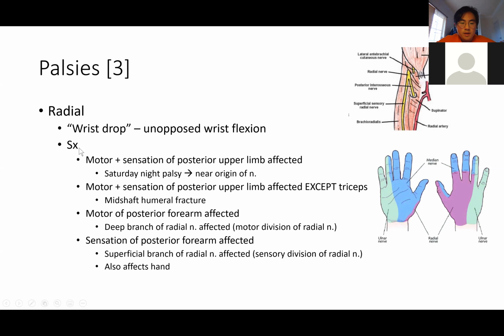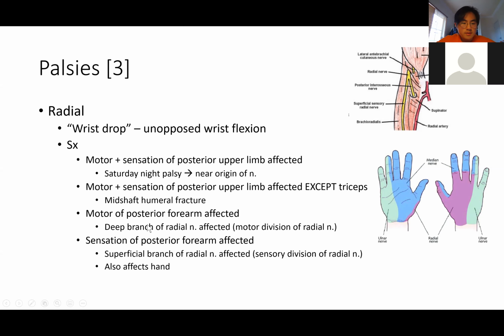The other symptoms of radial nerve injury depend on where you injured it. So if you injure your radial nerve near the origin of the nerve, you're going to affect all the motor and all the sensation of the posterior upper limb. Okay, and that's commonly caused by Saturday night palsy, so leaning on a chair. If you damage your radial nerve in the midshaft of the humerus, you're going to lose motor and sensation of the posterior upper limb, except the triceps. And it makes sense because the triceps is above the midshaft of the humerus.